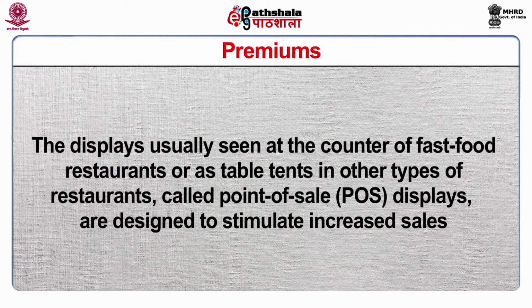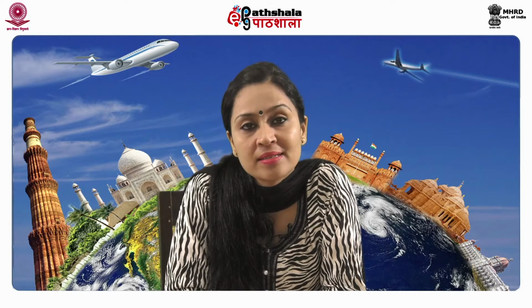Then is point of sale, POS display. The display is usually seen at the counter of fast food restaurants or as table tents in other types of restaurants, called point of sale or POS display. These are designed to stimulate increased sales. Similarly, signs, banners and table tents are often displayed by hotels in their lobbies, restaurants and guest rooms.